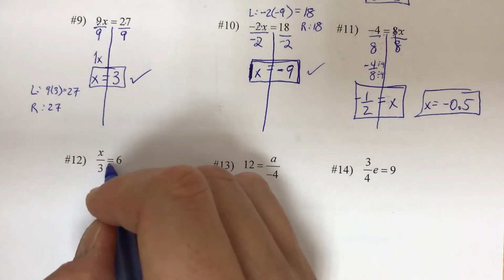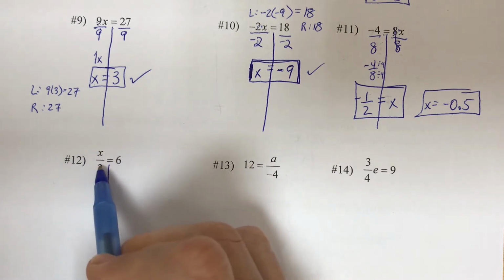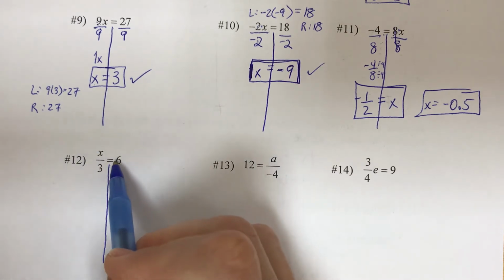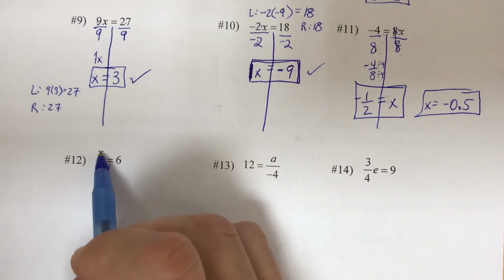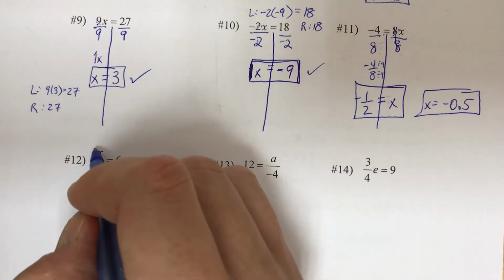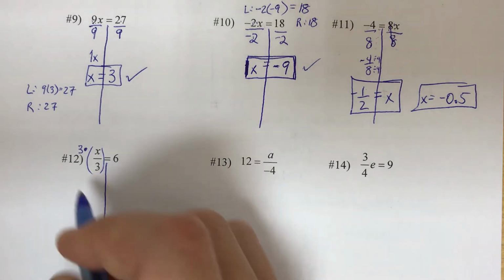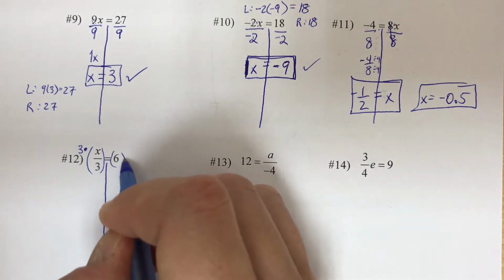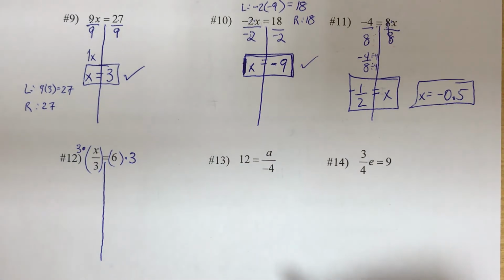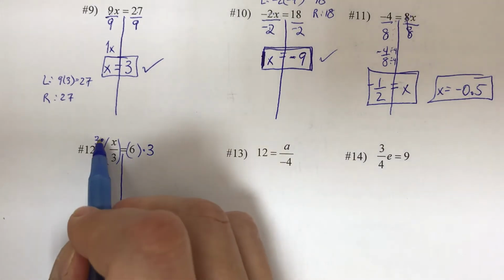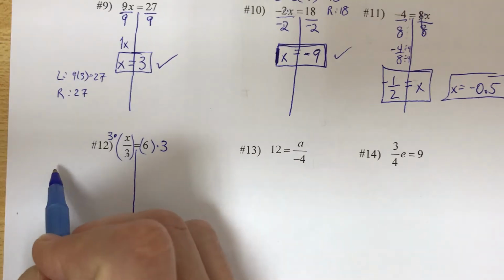Number 12. X divided by 3 is equal to 6. So now we are dividing here. How do you undo division? What we do is we multiply. So I'm going to multiply the left side and the right side by 3. And here's what happens. 3 times x, I'll do this on the side.